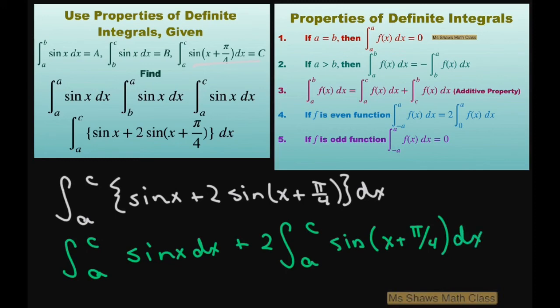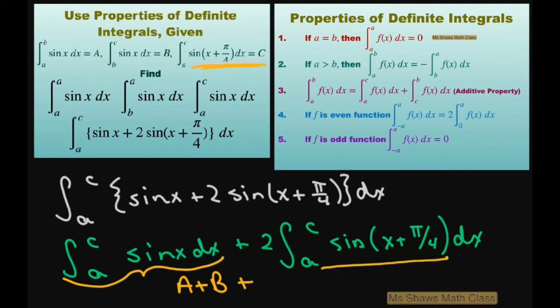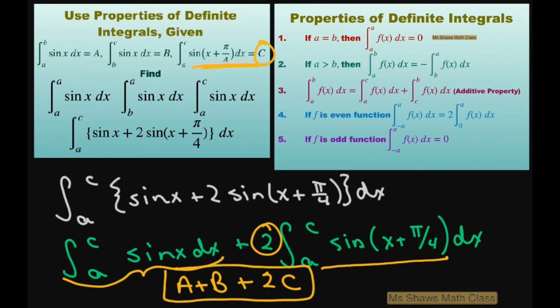Okay, so from the previous slide, we already did this one. Remember, this was a plus b. And then this one here, it's given. I don't know if you can see that, but this is straight from our formula here. This equals c, but we have this 2 in front. So this is going to be plus 2c. And this is your final answer. And again, this was just practice using our properties of definite integrals.